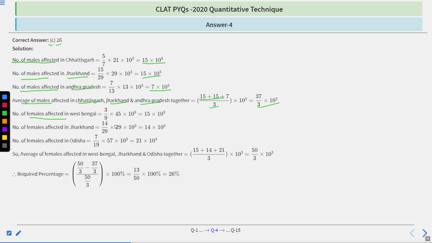Now, the number of females affected in West Bengal is 15,000. In Jharkhand, 14,000. In Odisha, 21,000. The average of females, you will have 50 by 3 times 10 to the power 3. Now the required percentage will be 50 by 3 minus 37 by 3 divided by 50 by 3 times 100%. You will have 26 percent. I hope the explanation is clear to you. Very simple question, very simple explanation. Let's move to the next one.